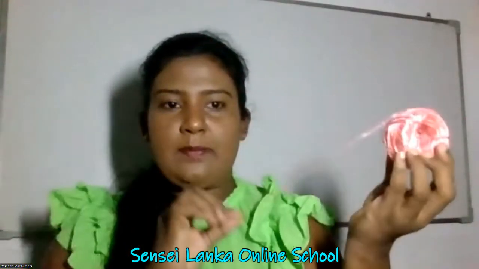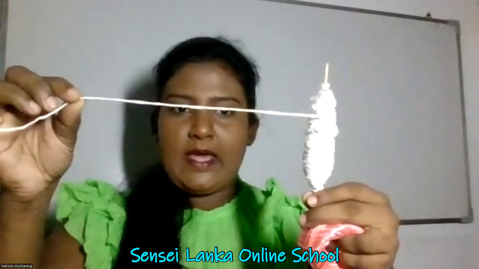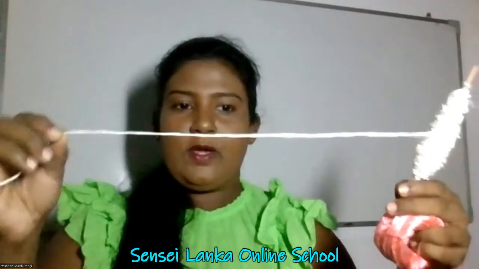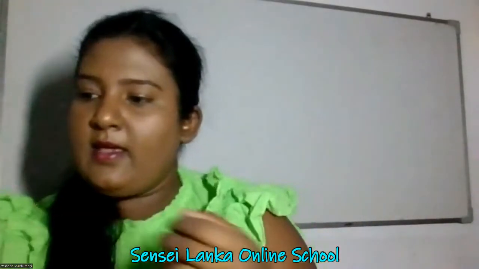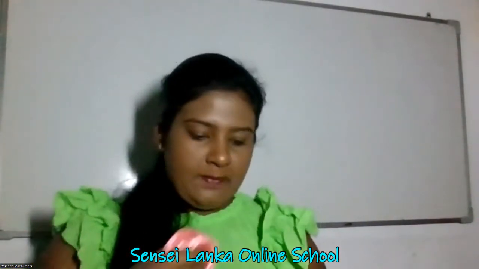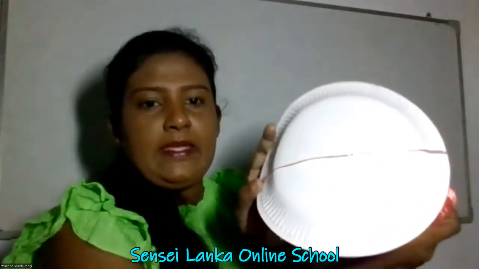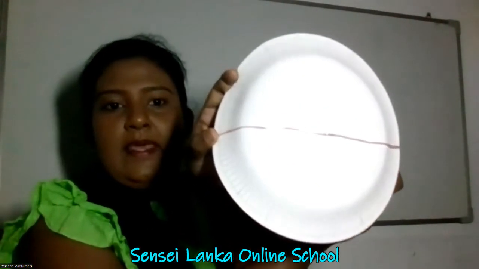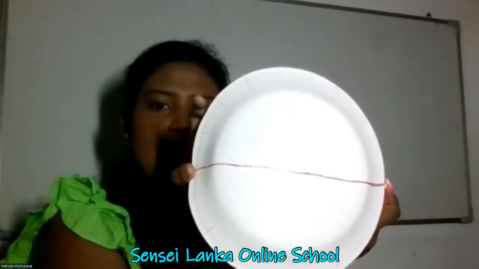you must take a thread like this. Something similar to this. If not, you can take these white color threads with some glue. Then I will show you how to make them. Across this paper plate, you have to paste them like this. Can you see how to do it?